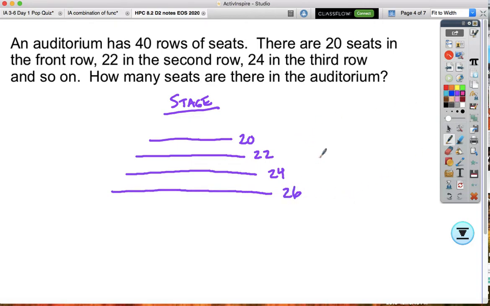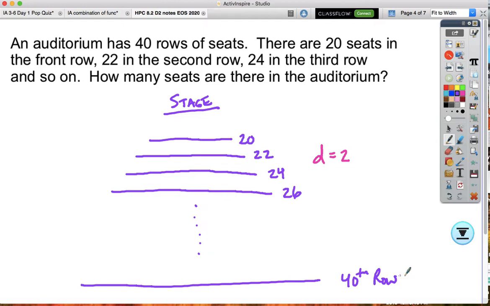So here's what I'm noticing, that my common difference is a 2. I'm adding 2 on each time. That might just be interesting to write down when you realize it. And this is just going to keep going until I have my 40th row. Now, I don't know how many seats are in the 40th row. So that's something that we could figure out. Now, if you read the question, it's asking how many seats are there in the entire auditorium.